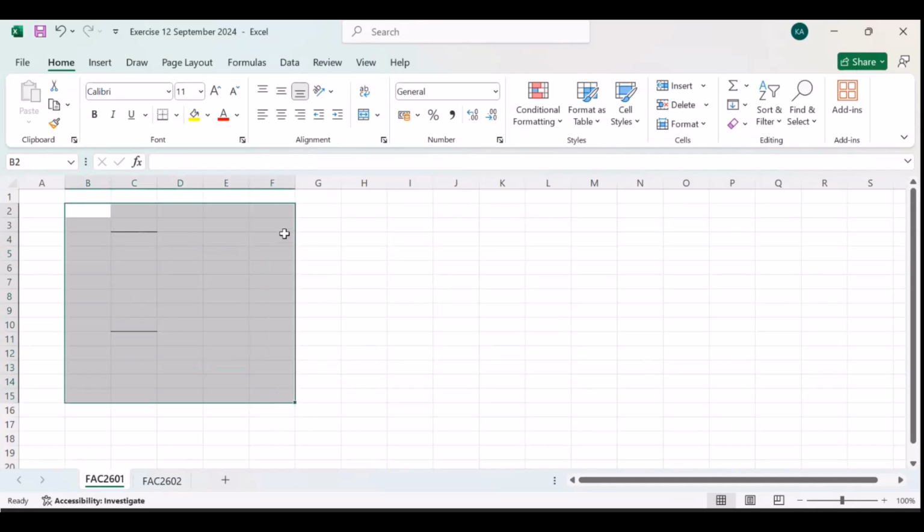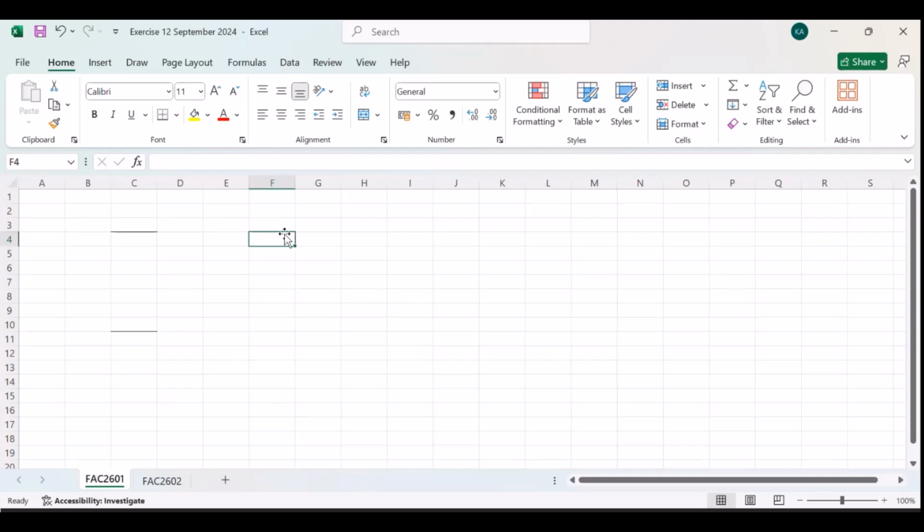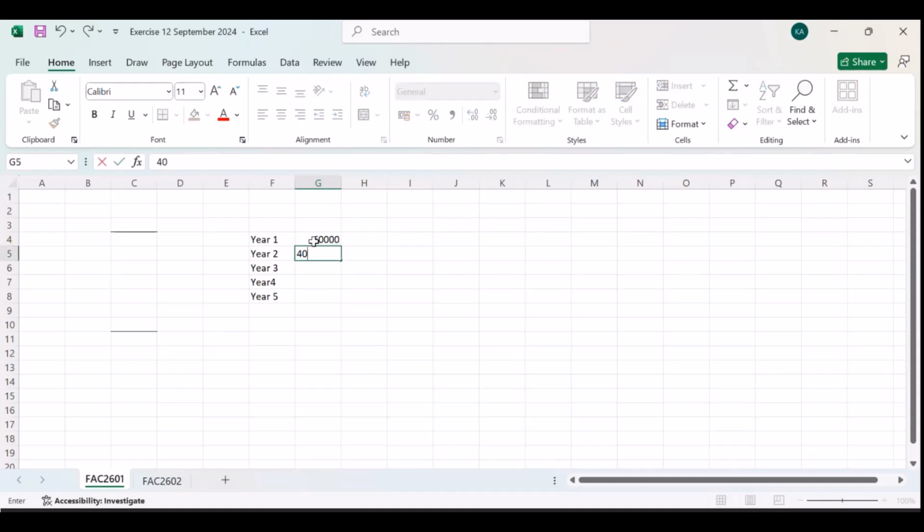So I'm going to have a lease, right? Year one, year 2, year 3, year 4, year 5. Let's say the lease is for a 5-year period. Year 1, I'm going to pay 60,000. Year 2, I'm going to pay 40,000. Year 3, I'm going to pay 70,000.